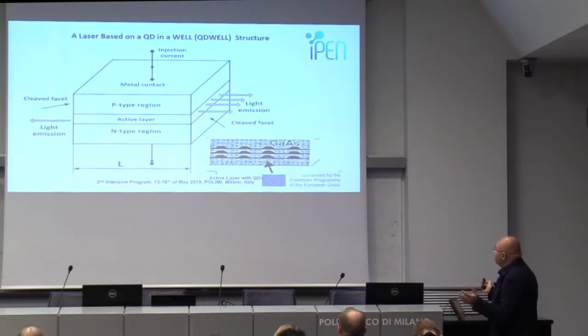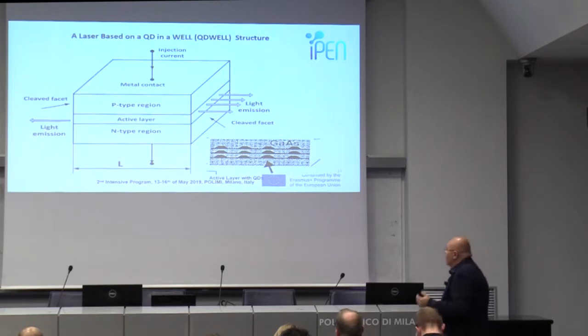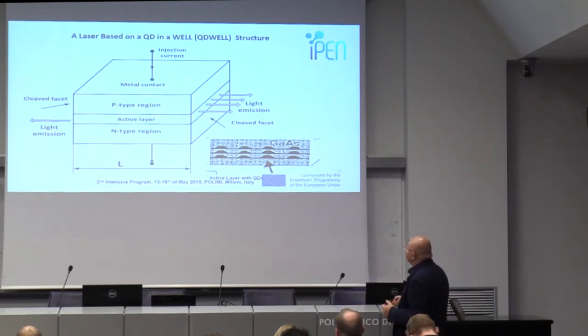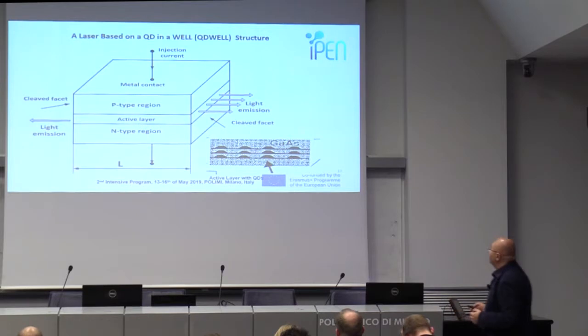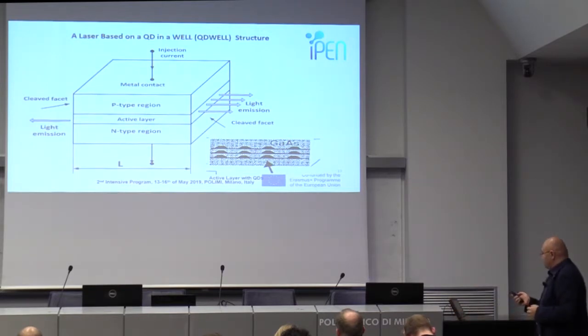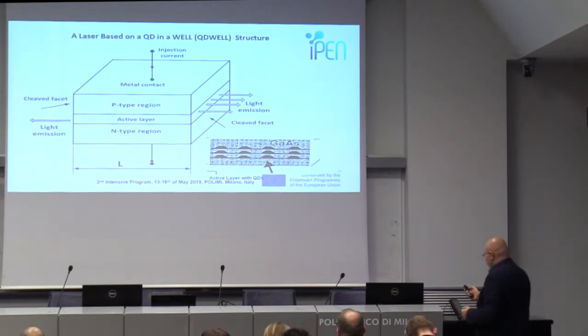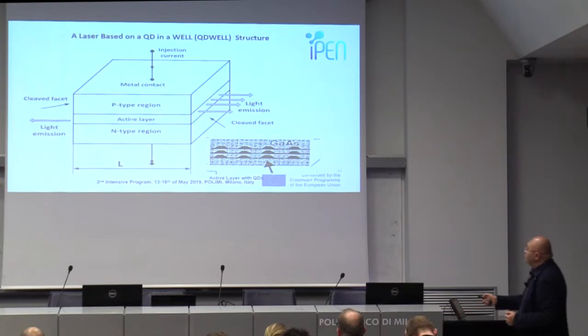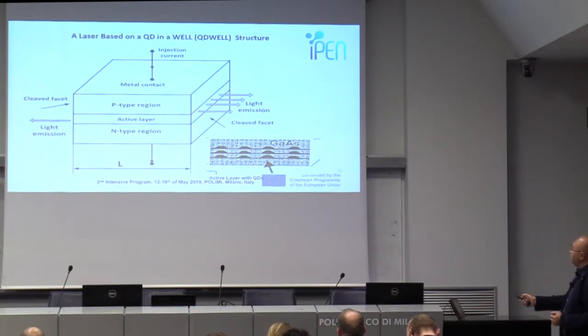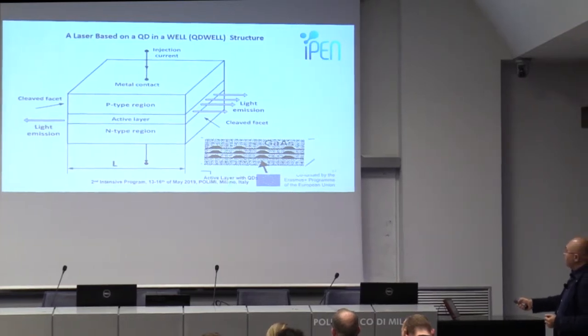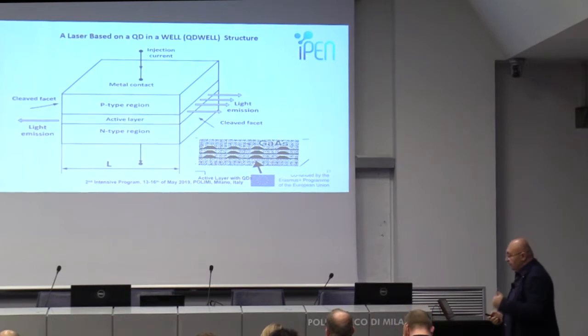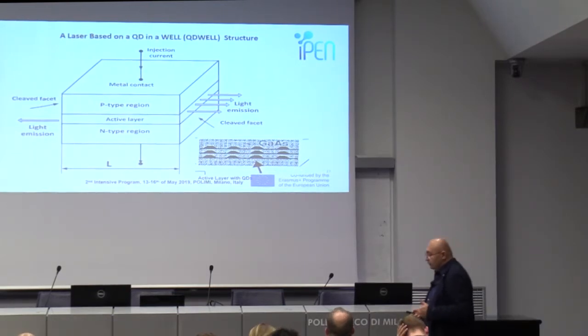So this is an example of the structure of a quantum dot in a semiconductor laser. Actually, what we have is the p-n junction. This is the active region. This is the zoom in of the active region. You have the islands of quantum dots, and actually we are using several layers of quantum dots.